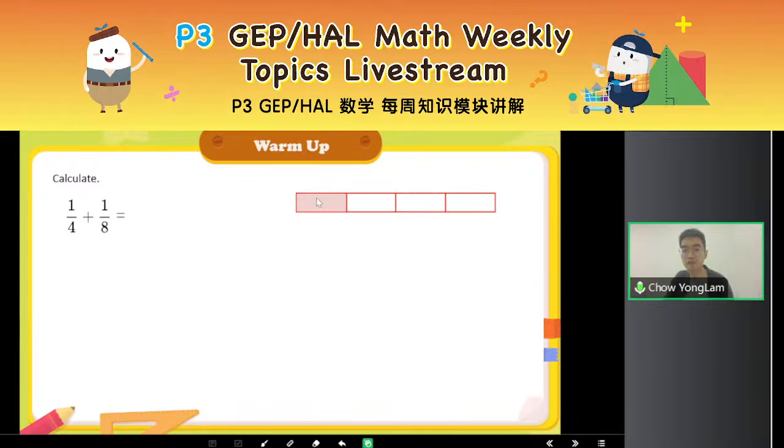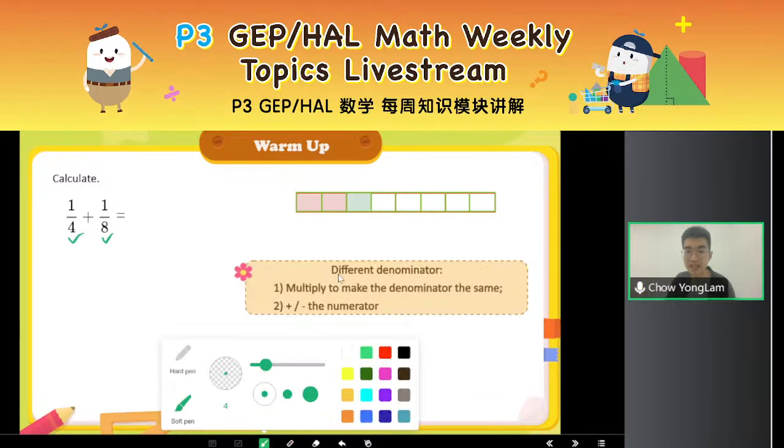Now 1 over 4 means 1 out of these 4 equal parts are taken. You already take 1 over 4. The next thing you want to take is 1 over 8. So you take the same bar and you take 1 out of 8 of it. And you combine. So what fraction of the entire figure did I select?